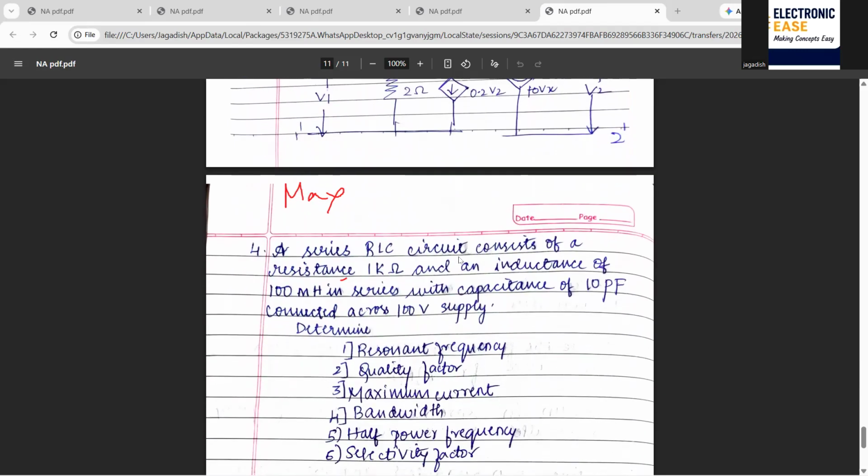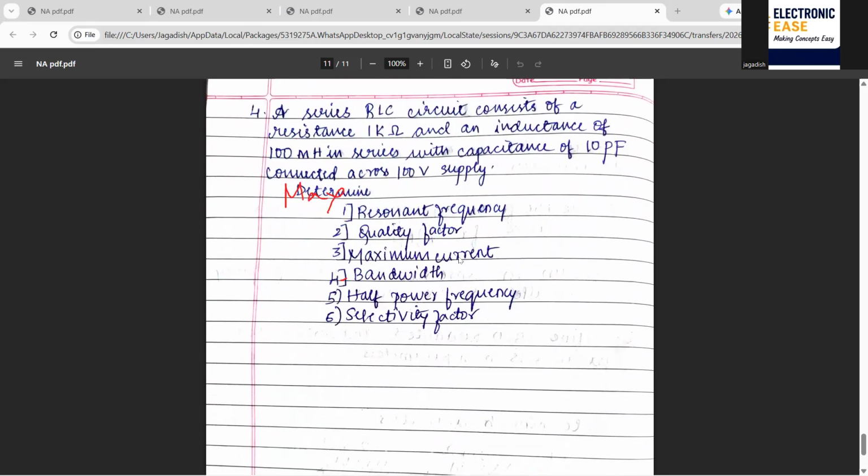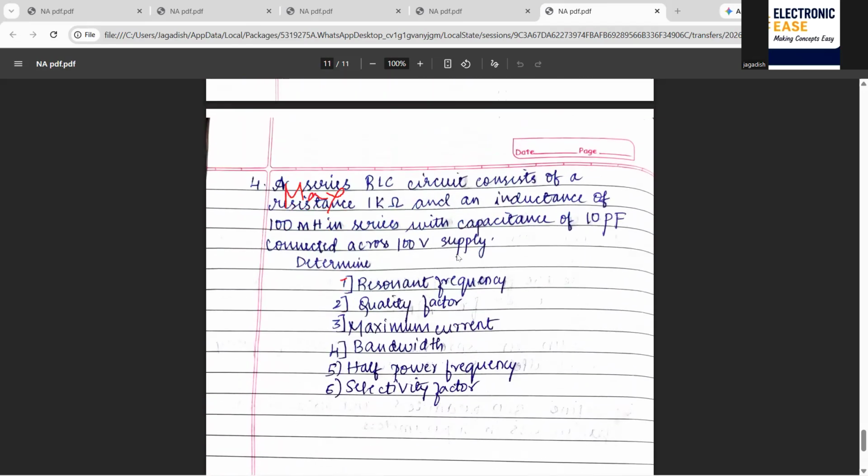So the next important topic is they will be giving you the important problems based on the RLC circuit. So they might give you a circuit and ask you all the parameters, or else without the circuit, they will be asking you how to solve the problem. So these are the important topics from module 1 to 5.